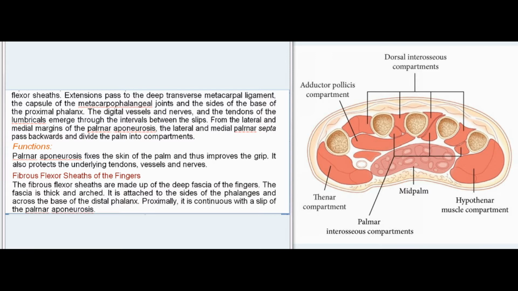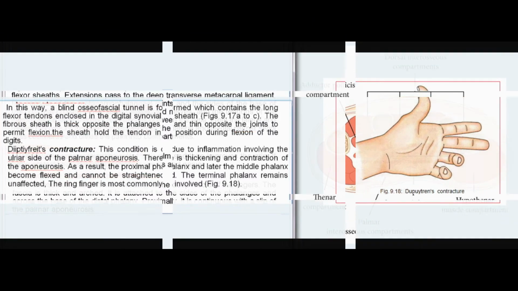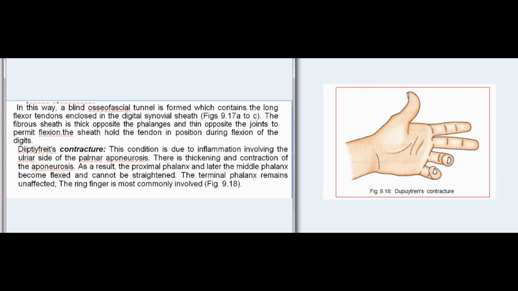Fibrous flexor sheaths of the fingers. The fibrous flexor sheaths are made up of the deep fascia of the fingers. The fascia is thick and arched. It is attached to the sides of the phalanges and across the base of the distal phalanx. Proximally, it is continuous with a slip of the palmar aponeurosis. In this way, a blind osteofibrous tunnel is formed which contains the long flexor tendons enclosed in the digital synovial sheath, Figs 9.17a to c. The fibrous sheath is thick opposite the phalanges and thin opposite the joints to permit flexion. The sheath holds the tendon in position during flexion of the digits.